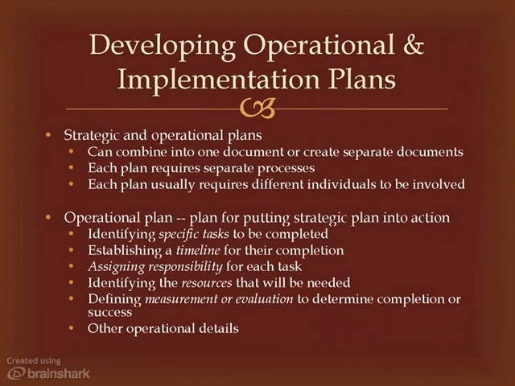So then, to develop the operational and implementation plans, this is following the written strategic plan. The strategic and operational plans can combine into one document, or they can be created into separate documents. So this is talking strategy and then operations. There is the written strategic plan and the operational plan, which can be one document. Each plan requires a separate process, however, and each plan usually requires different individuals to be involved. So there's strategy and there's operations.